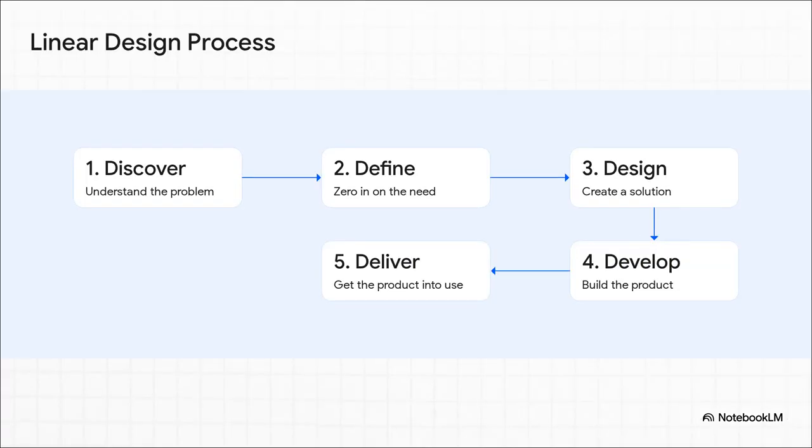Okay, so the linear process is a lot like following a recipe, right? You just move from one step to the next, in order. So for an office chair, you'd start by discovering that, hey, a lot of people have back pain. Then you define the problem: they need better lumbar support. Next, you design the chair, develop a prototype, and finally, you deliver the finished product. See, it's a super straightforward path, just A to B.